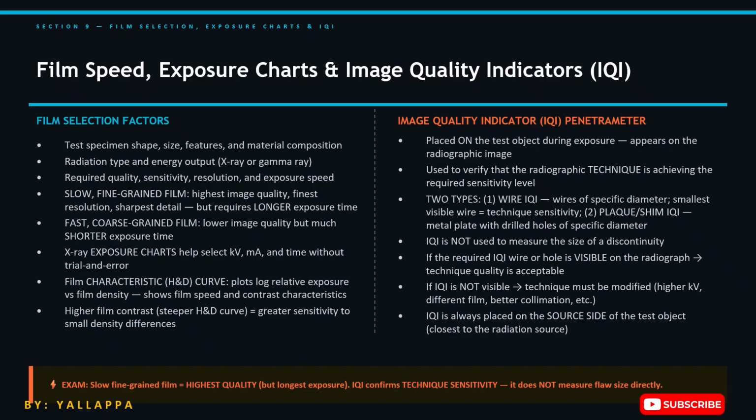Another important concept is the characteristic, or H&D, curve. It relates film density to exposure and helps describe film speed and contrast characteristics.